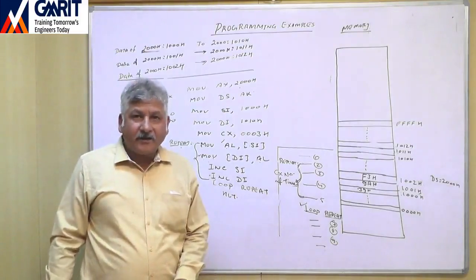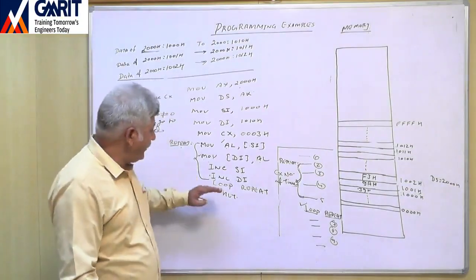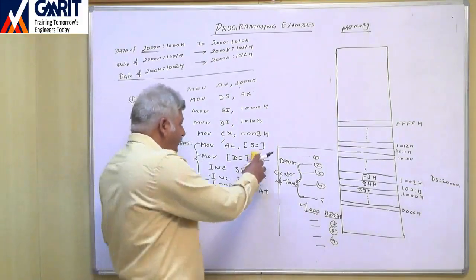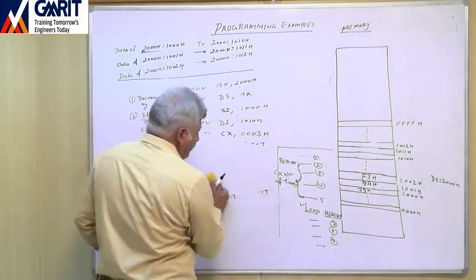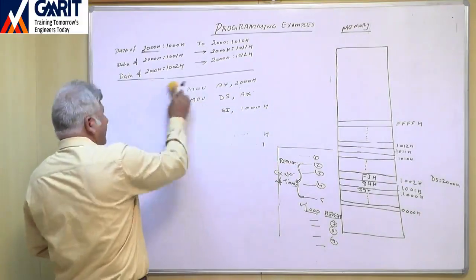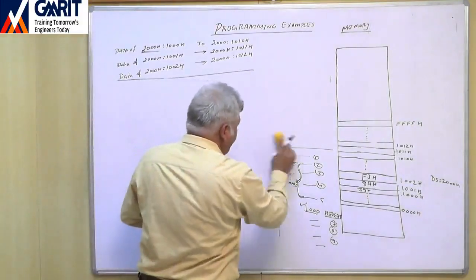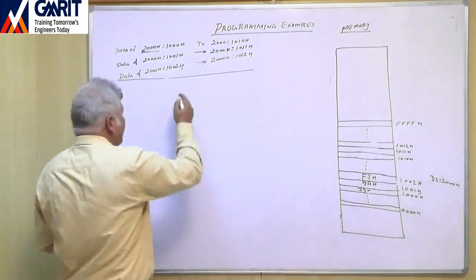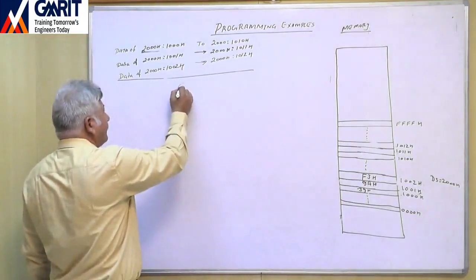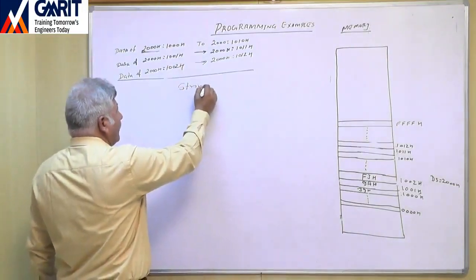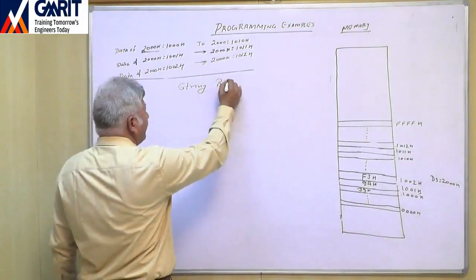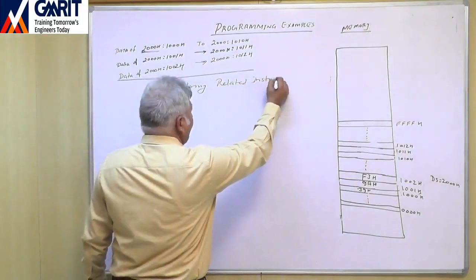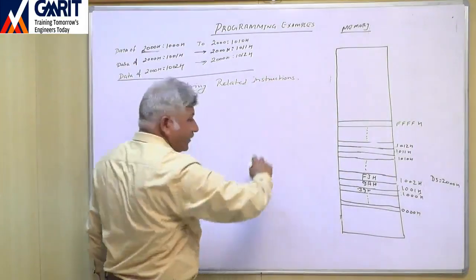Now there is another instruction by using which we can again reduce the number of instructions in this program, and that instruction is related to strings. So there are string related instructions.